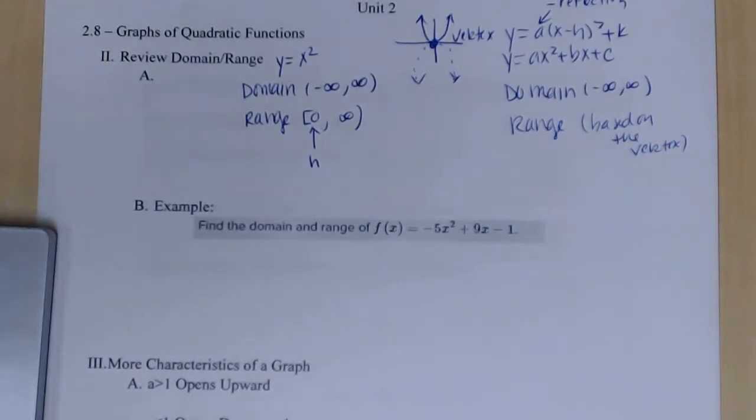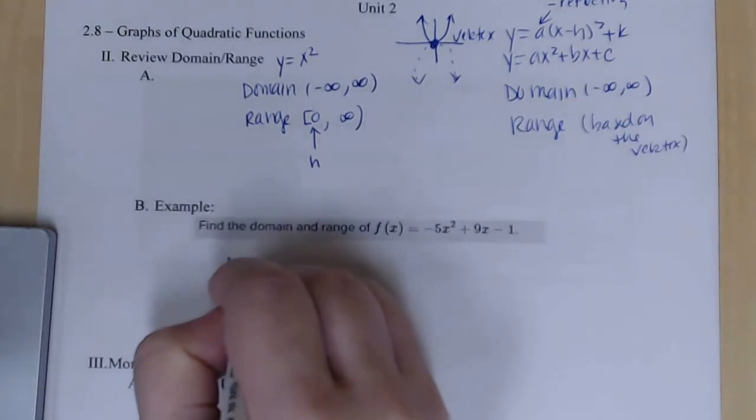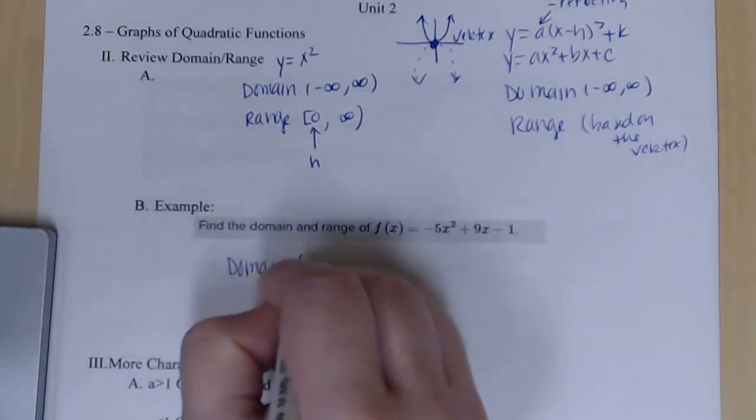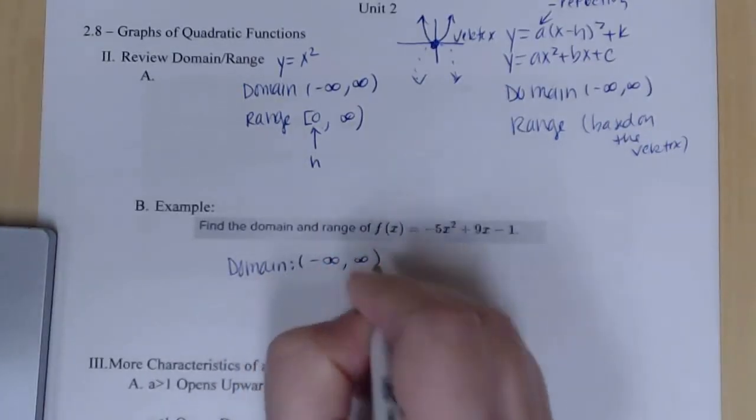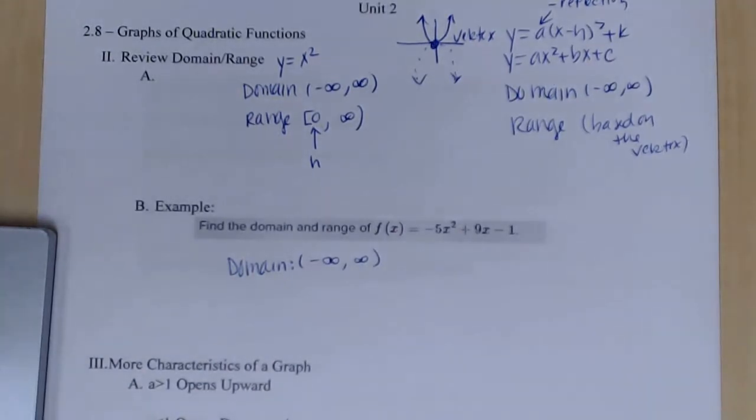So let's look at this next problem and see if we can kind of put all the pieces together. So it says find the domain and range of f of x equal to negative 5x squared plus 9x minus 1. So first of all, the domain for any of these quadratic functions in interval notation is going to be from negative infinity to positive infinity.